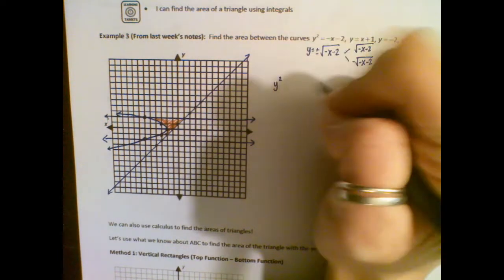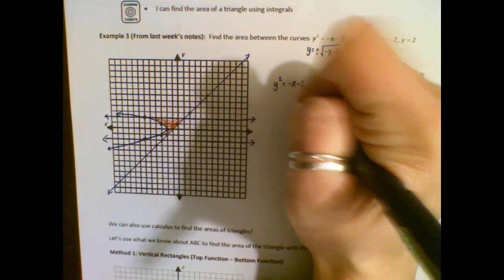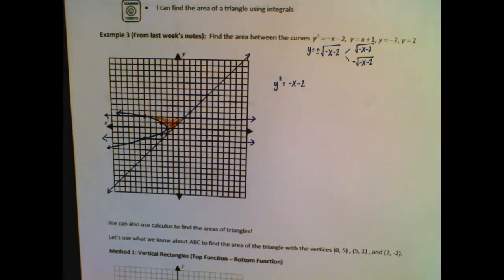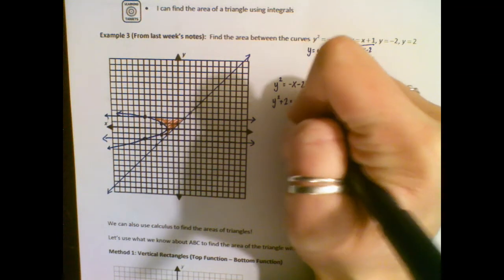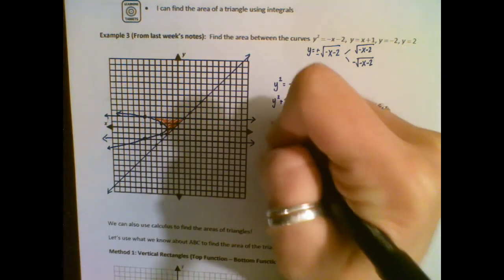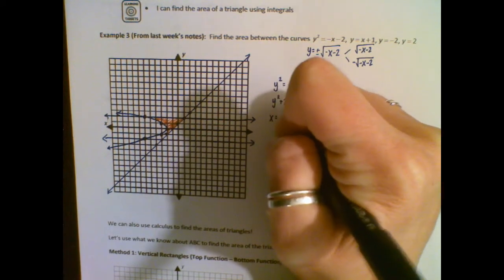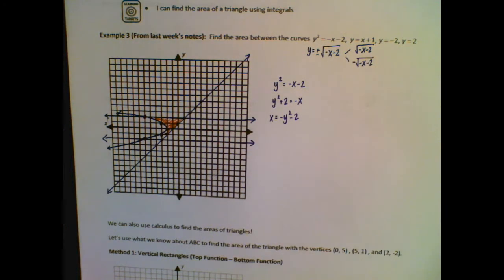If I take y squared is equal to negative x minus 2, and I get this as an x equals equation, that's going to be y squared plus 2 is equal to negative x. Then if I divide everything by negative 1, that's going to give me x is equal to negative y squared minus 2.